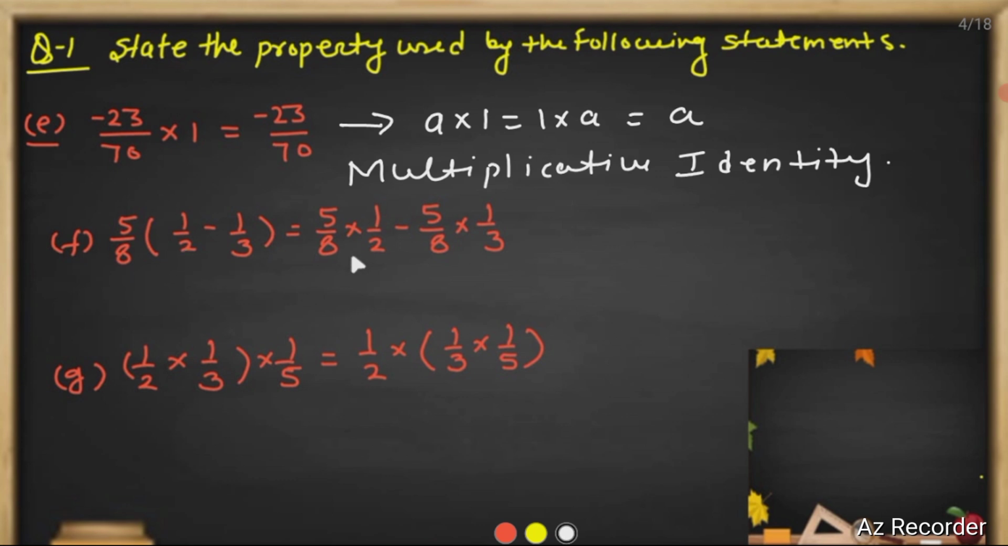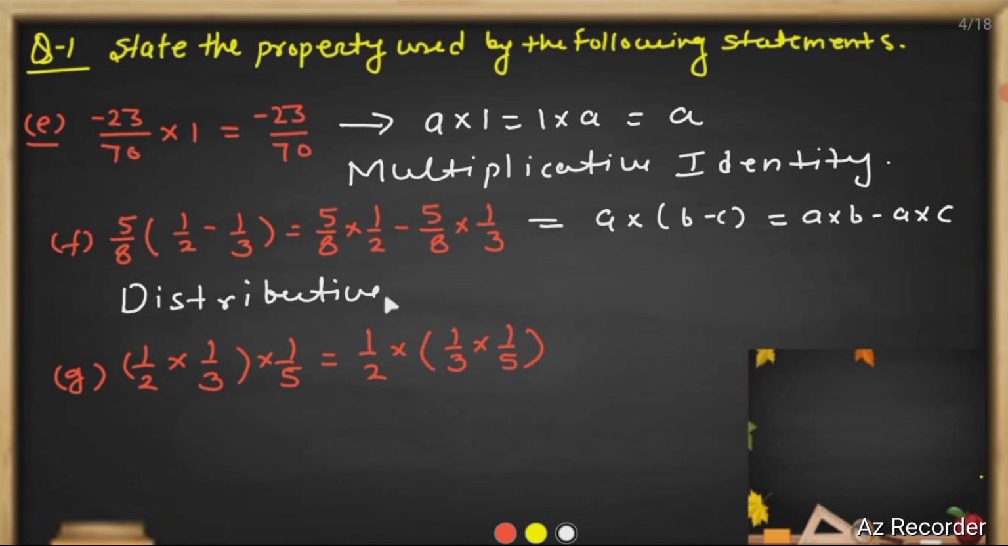So here you can see there is one more statement in mathematics. This statement looks like a multiply (b minus c), that can be written as a multiply b minus a multiply c. So this is known as distributive property over subtraction, because the sign here is negative.